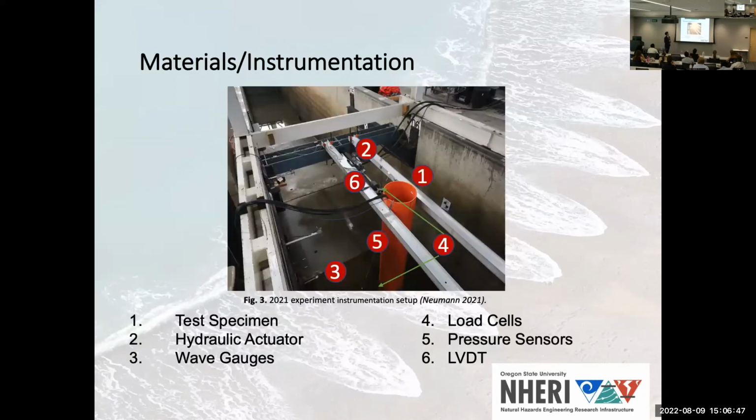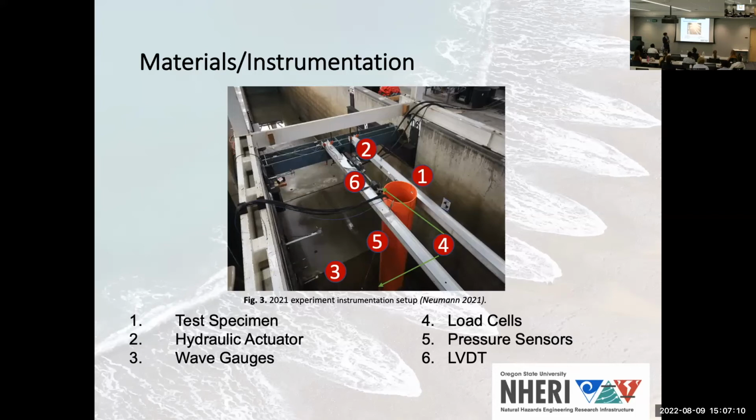Regarding our materials and instrumentation, this is a picture from the 2021 experiment. I'll get into this later, but we had three different trials in three different years: 2018, 2021, and this past summer. As you see, the label number 1 is our test specimen. For this trial, we were modeling a scaled down bridge column from a two or five span bridge.